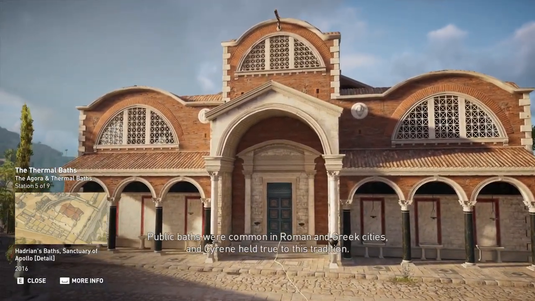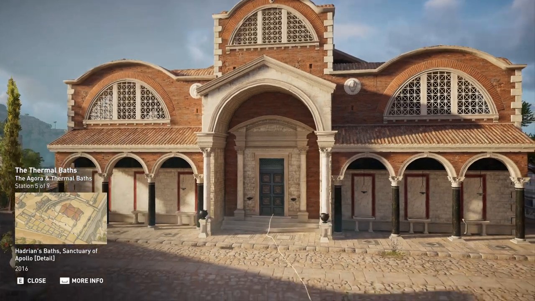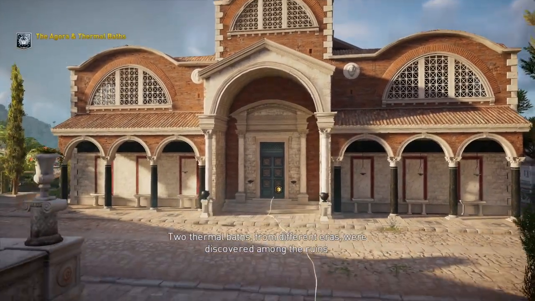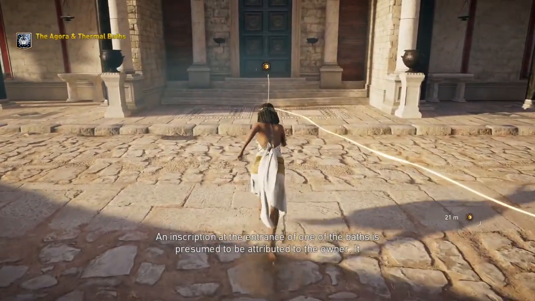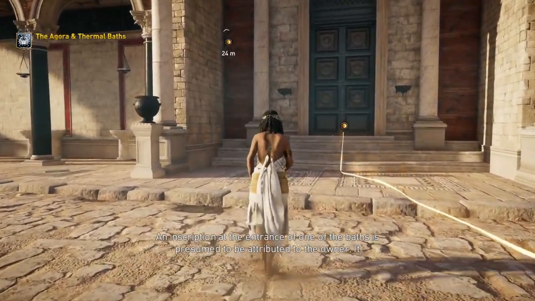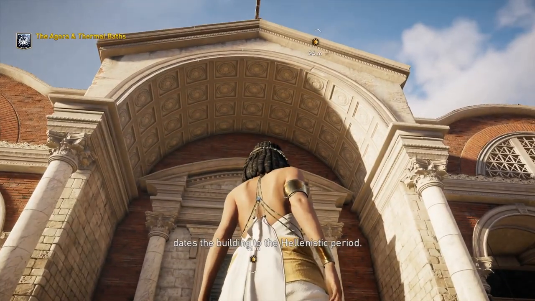Public baths were common in Roman and Greek cities, and Cyrene held true to this tradition. Two thermal baths from different eras were discovered among the ruins. An inscription at the entrance of one of the baths is presumed to be attributed to the owner. It dates the building to the Hellenistic period.